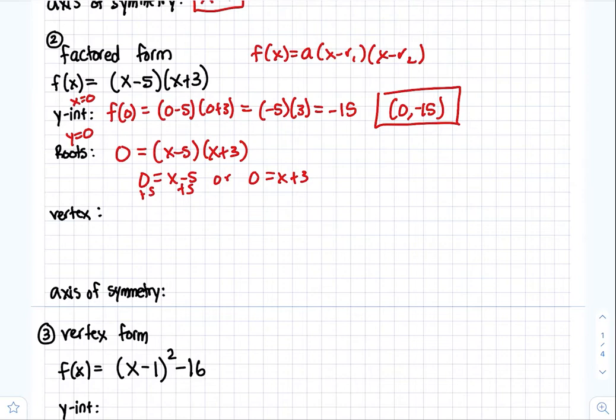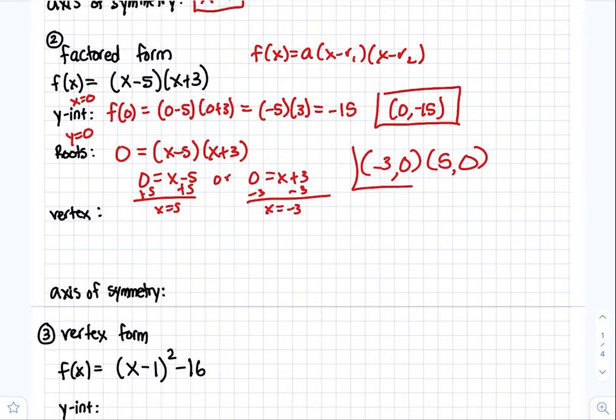So add 5 to both sides, we get x is equal to 5, and subtract 3 from both sides, we get x is equal to negative 3. So our two roots, again, y is equal to 0, right? Negative 3 comma 0 and 5 comma 0.